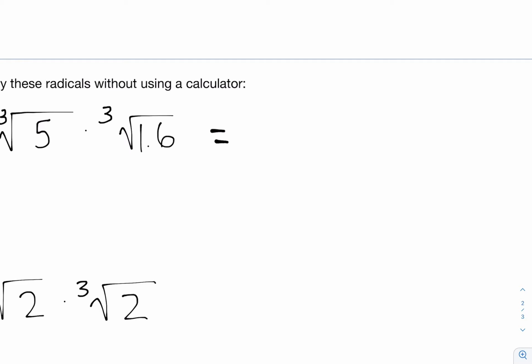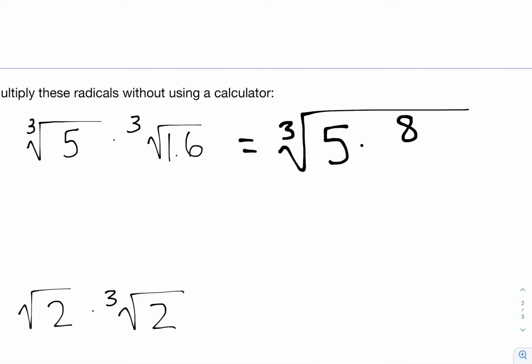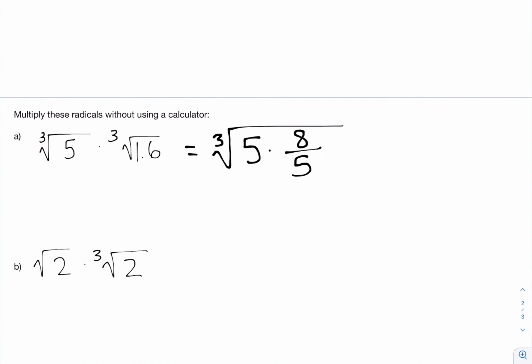So this is the same as, since these are both cube roots, we can multiply these. If they were different indexes, like the square root and then a cube root, then we couldn't. So for this one we can. This is the same as the cube root of 5 times 8 over 5, because that's really what 1.6 is. Well, 5 times 8 over 5, see how the 5's cancel? Now we just have the cube root of 8, and remember the cube root of 8 is just 2, because 2 times 2 times 2 is 8. So our answer for this one is 2.